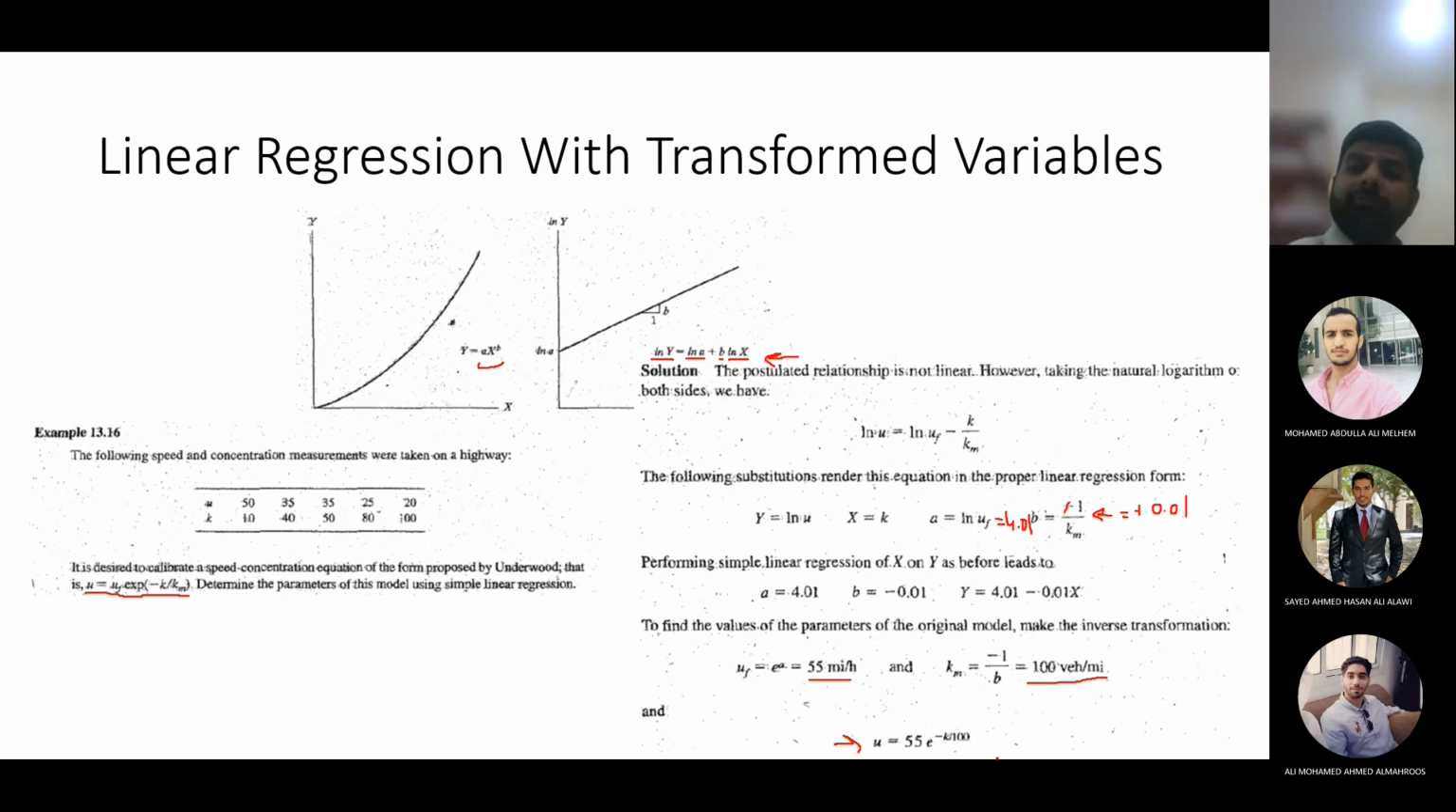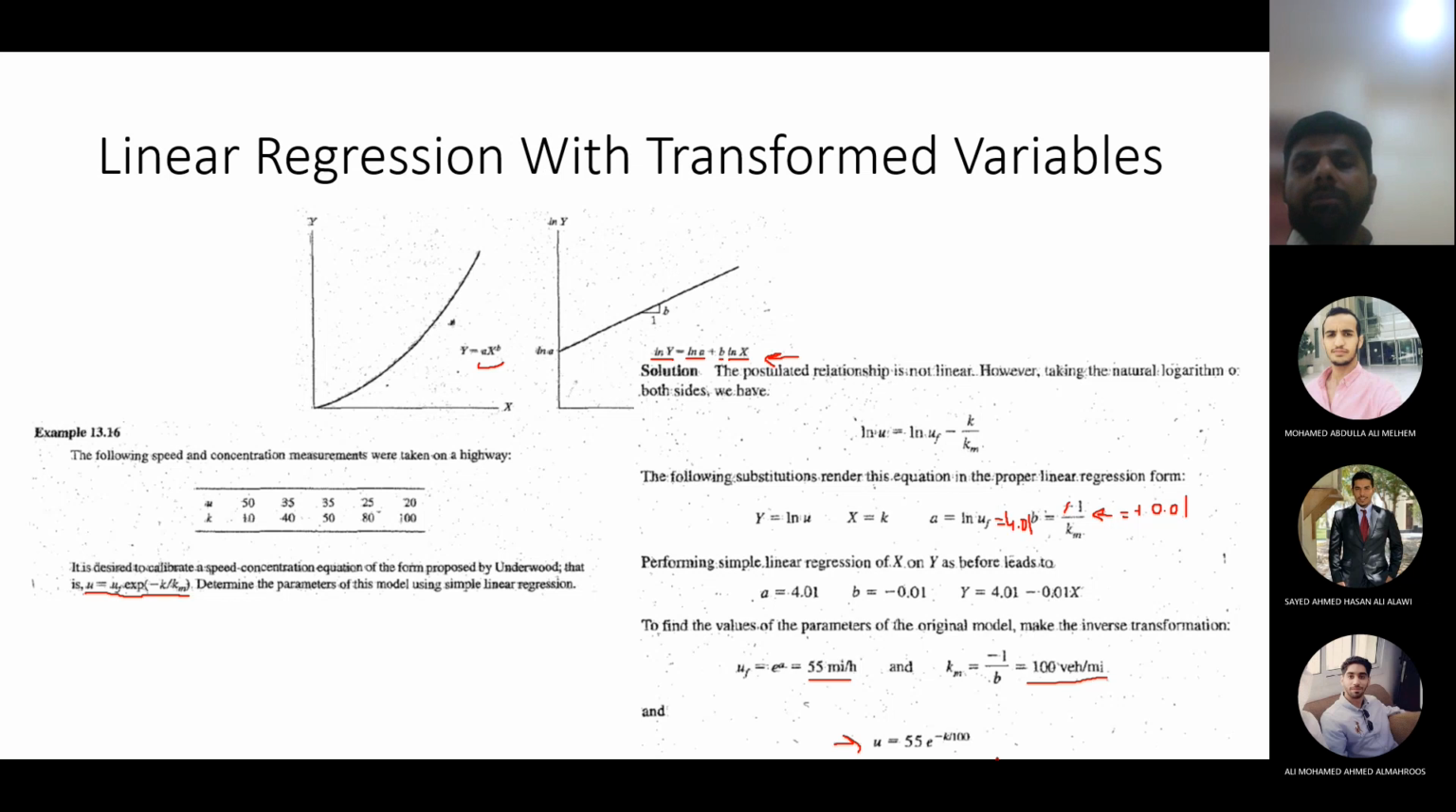Okay, so on one side we took the log, and taking the log will not work every time. You have to use your brains. What should I do with the equation so that the final value is a linear relationship? You transform the variables so that you are only left with finding out a and b.